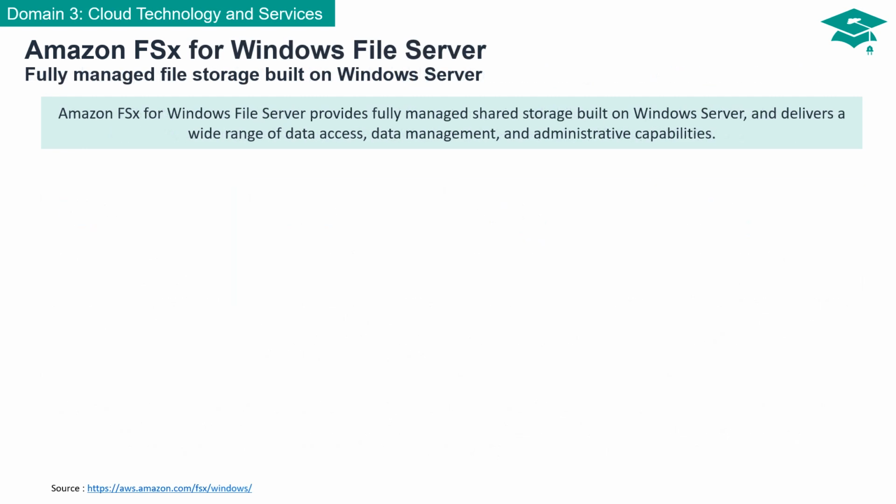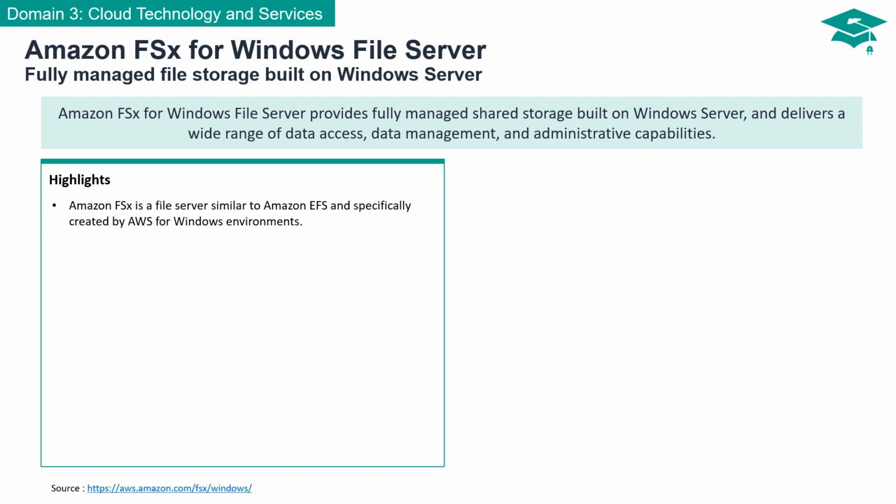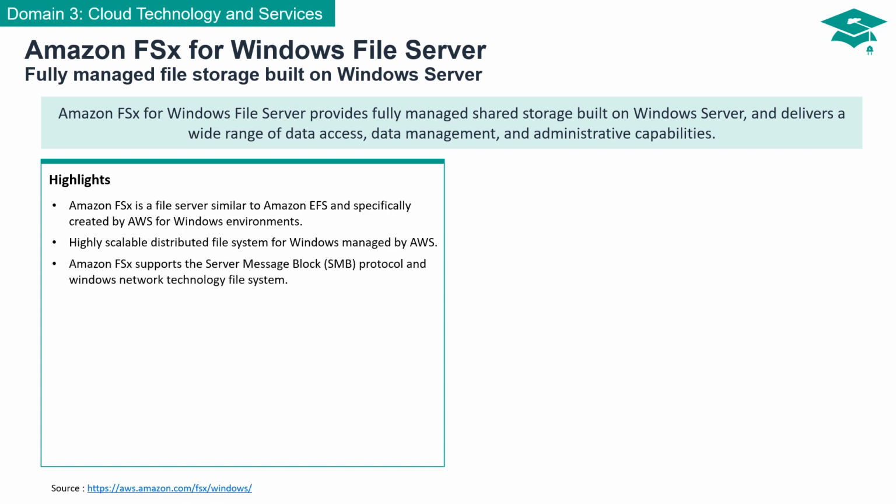Amazon FSx for Windows File Server is a fully managed file storage solution built on Windows Server. It's not just storage, it's a suite of capabilities for data access, management, and administration. Here are the key highlights for Amazon FSx for Windows File Server. Similar to Amazon EFS but tailored for Windows environments. Highly scalable, managed by AWS for Windows. Supports SMB protocol and Windows NTFS.